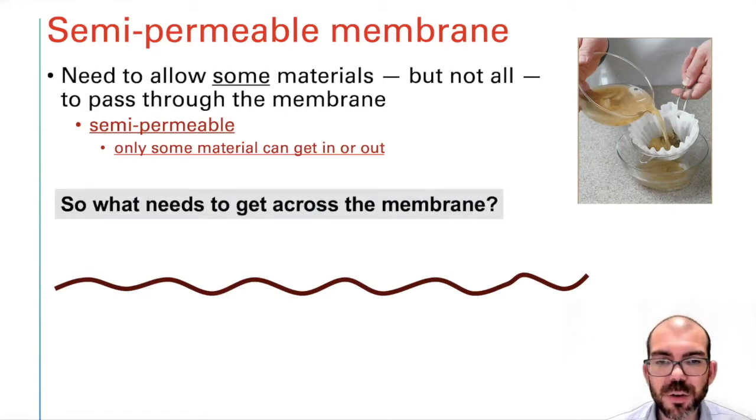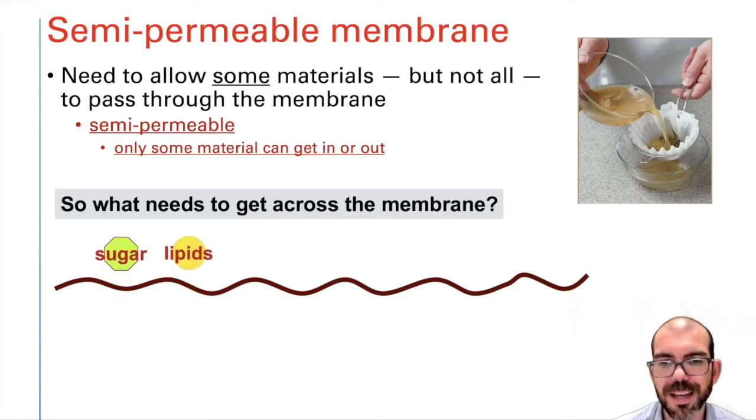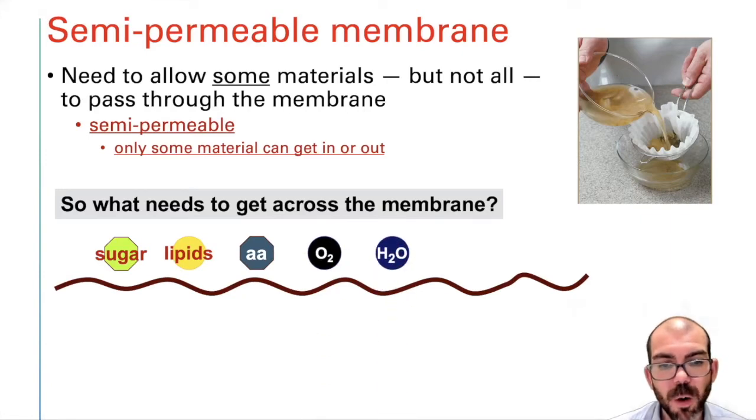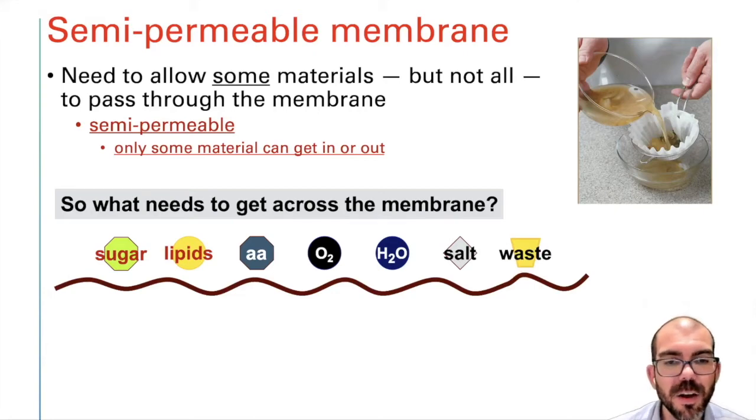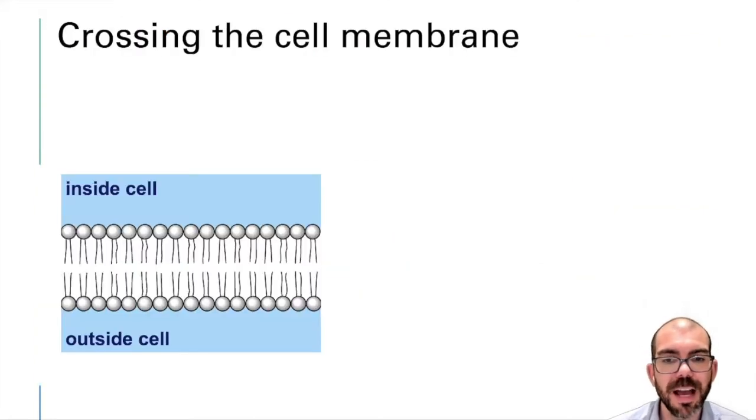So the cell needs to have certain things frequently move across. So let's keep in mind what those things are. Sugars for cellular respiration need to make their way in. So do lipids, amino acids, oxygen, water, and salt, and waste needs to be able to freely move out. So how can we regulate these while blocking everything else out?